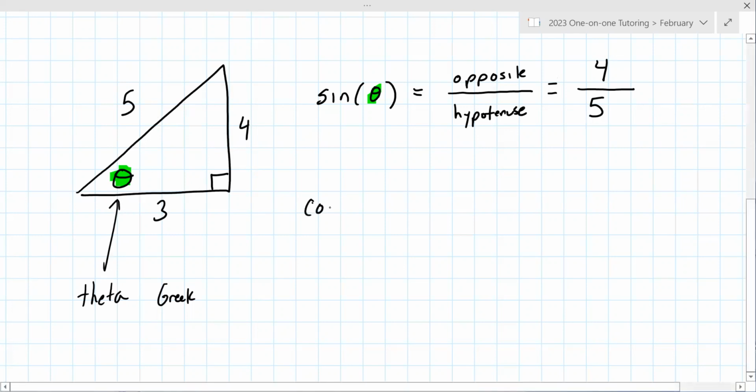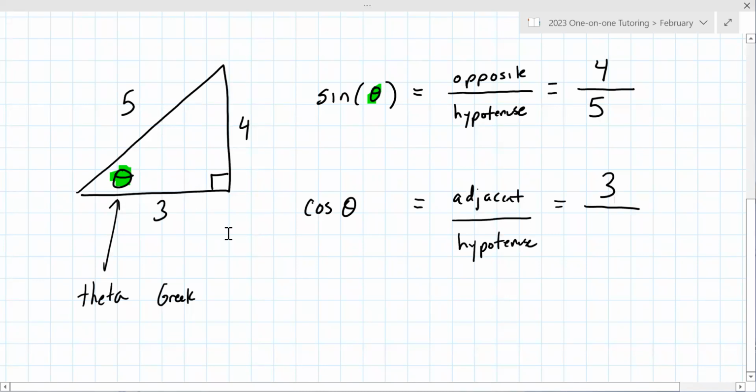The cosine of theta is the adjacent over the hypotenuse. The 3 is adjacent. Do you see how the 3 is next to the angle? You see how this side is next to the angle? Yeah, it's right next. Great.